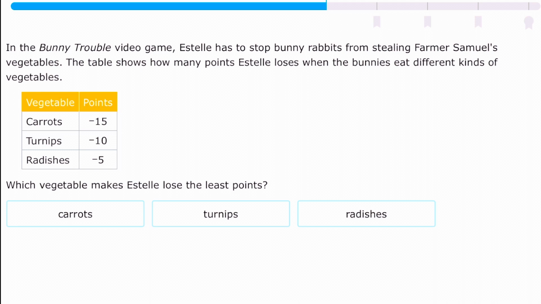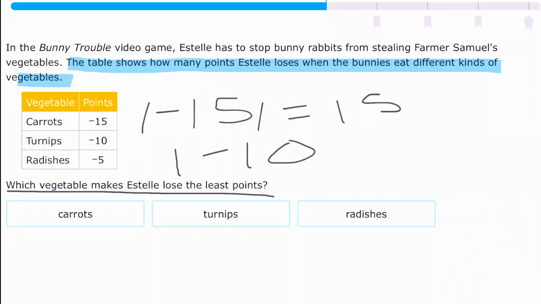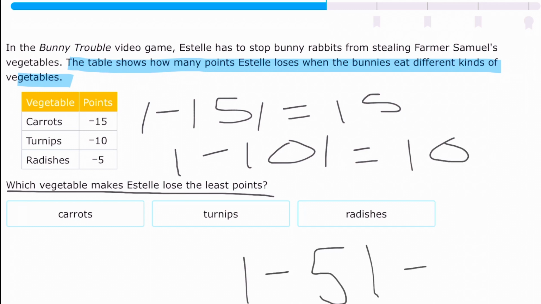The table shows how many points Estelle loses. Okay, and then I'll underline the question here. Okay, so let's find the absolute value. So the absolute value of negative 15 is just 15. The absolute value of negative 10 is 10. The absolute value of 5 is 5.